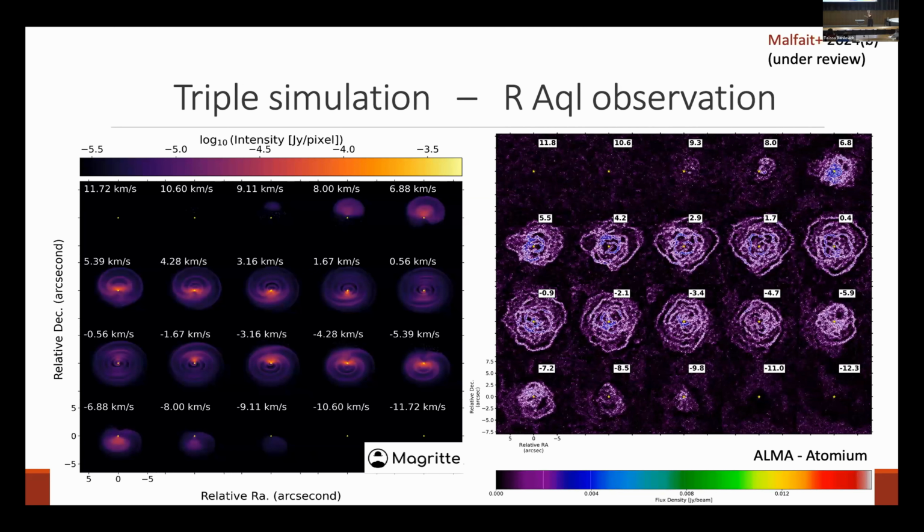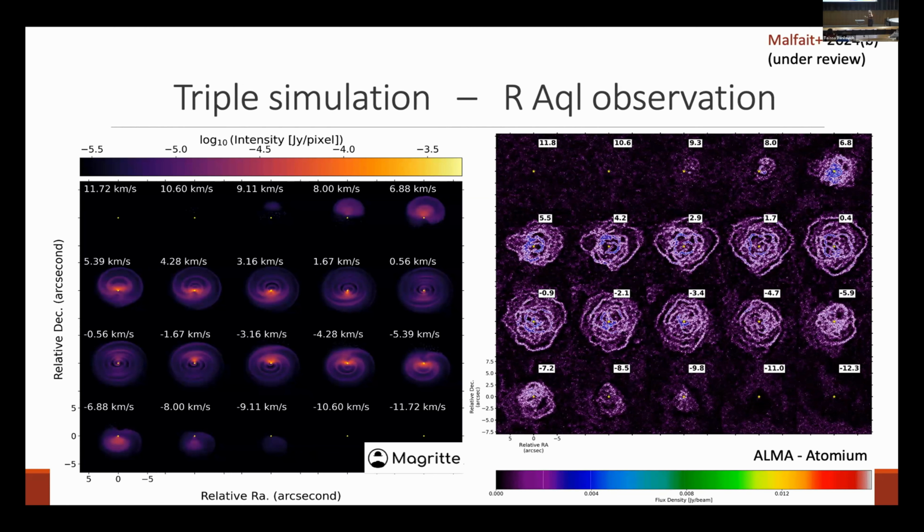We also compared one of our triple simulations to the observations of the star Aquila, which is known to have a very complex morphology, which might be shaped by a triple system. So we used the radiative transfer code Magritte to create these synthetic observables, and we tried to see if there is some sort of a match.